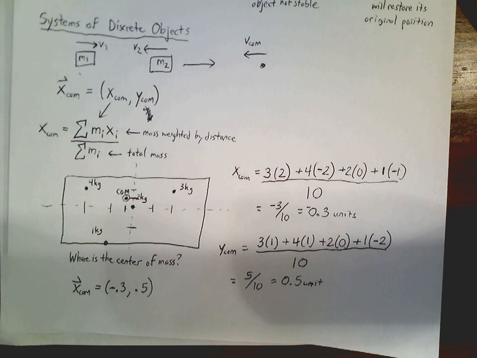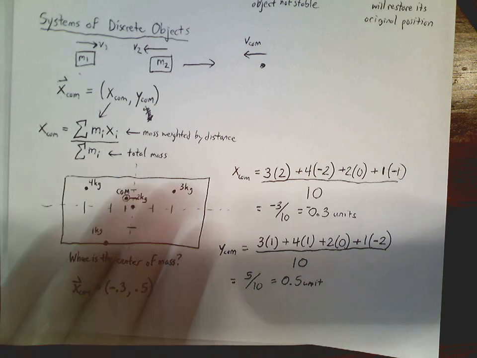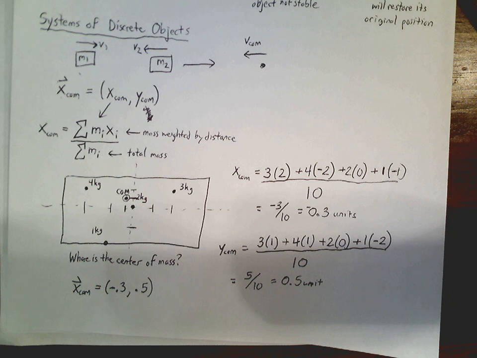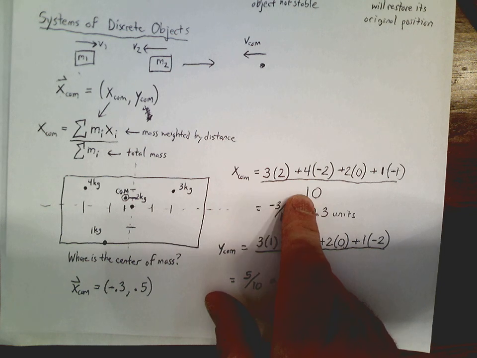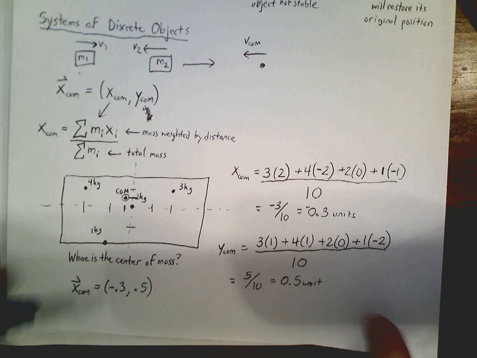So that lets us, again, treat a crazy system of many objects as just a single object for whatever purposes you seem to have. So you add up each mass multiplied by where it is along that specific axis, then you divide by the total mass. That's all there is to it.